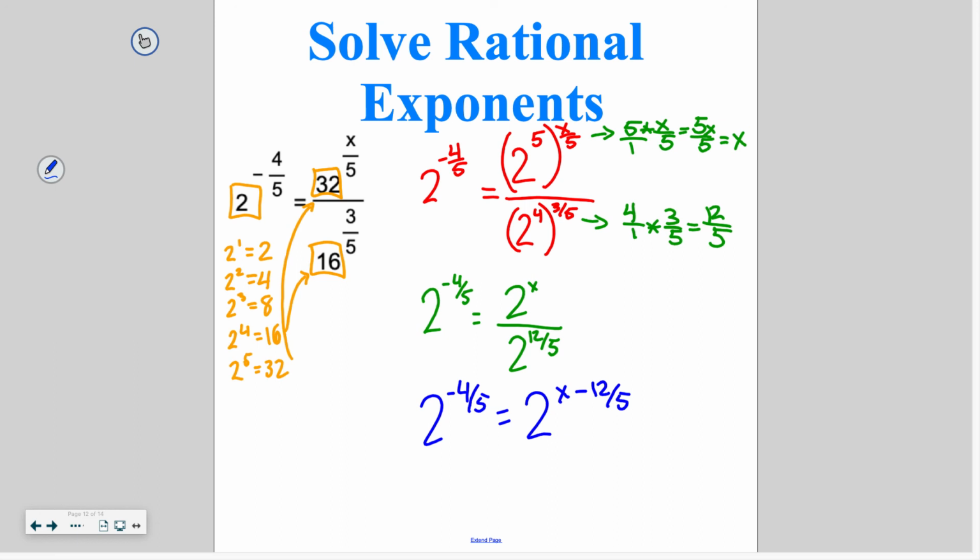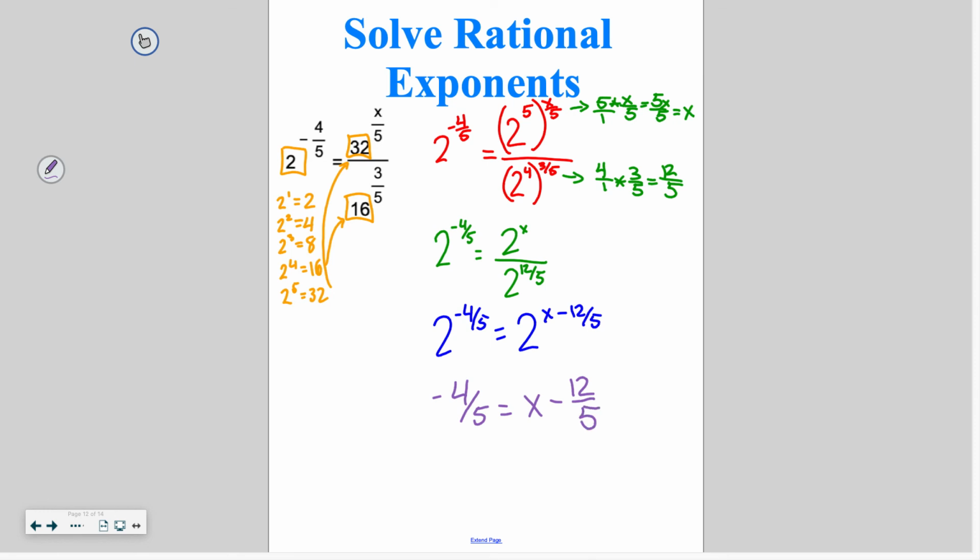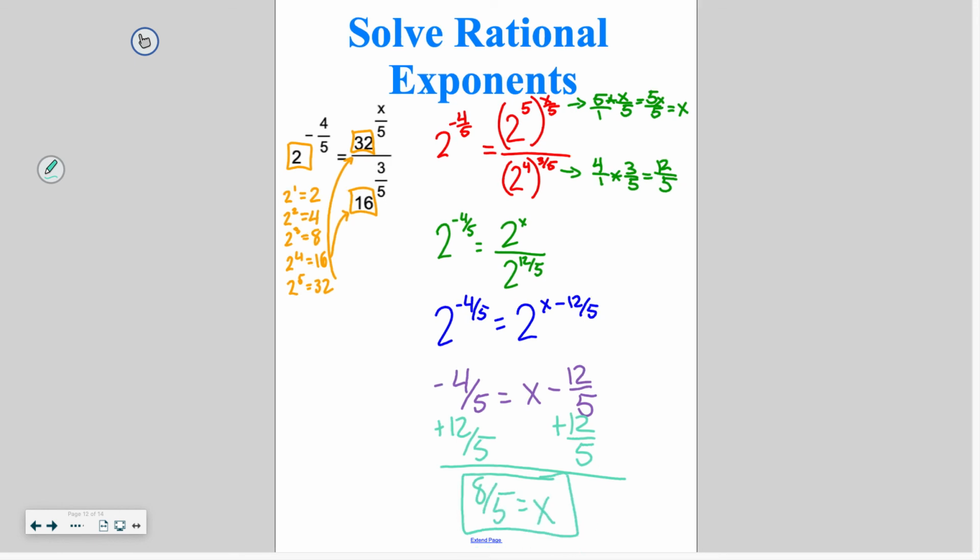Now, because our bases are the same, that means I can set those exponents equal to each other. So I've got the negative 4 fifths is equal to x minus 12 fifths. In order to get rid of the 12 fifths, I'm going to add 12 fifths to both sides. They already have a common denominator, so I can just add those up. Negative 4 plus 12 gives me 8 fifths is equal to x.